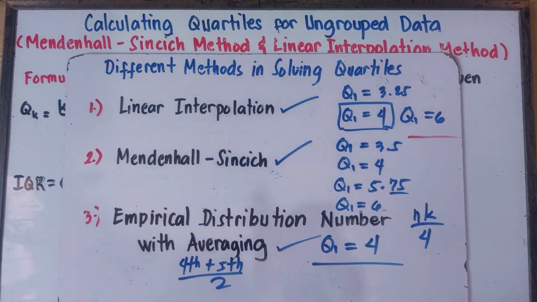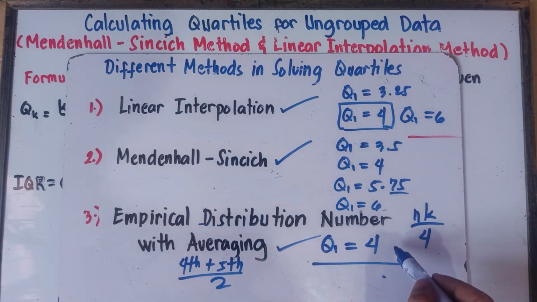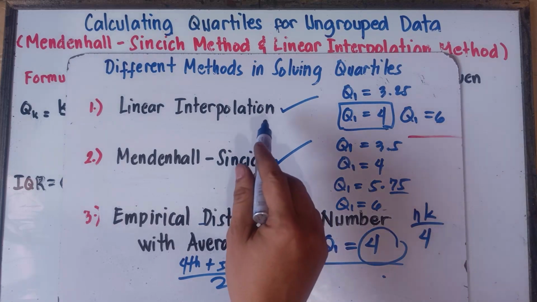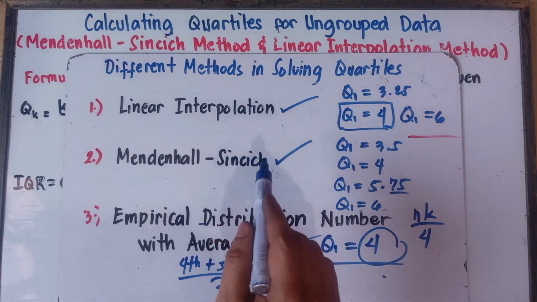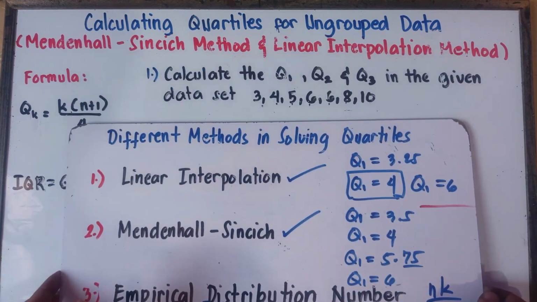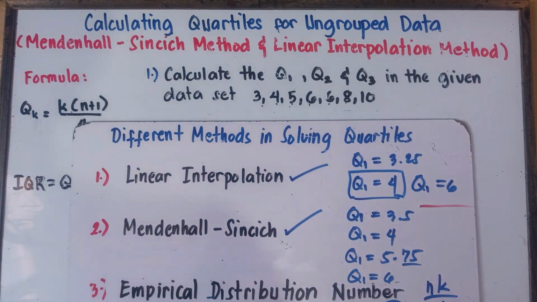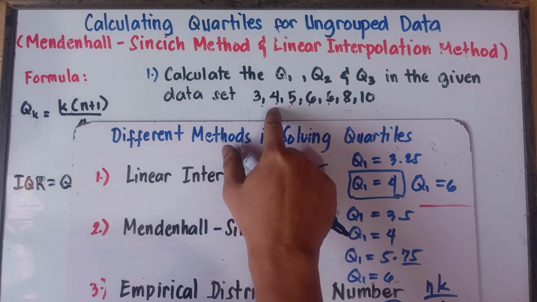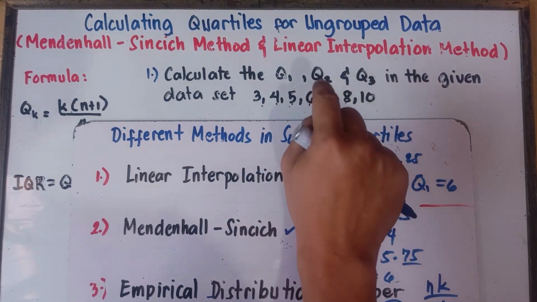You will be asking questions, sir, why do we need to get the average if the answer is a whole number? Because in linear interpolation and Mendenhall-Sincich, if the answer is a whole number, simply look at the position. Example, the answer is 4. Simply look at the 4th position, and that will be the answer for quartile 1. 1, 2, 3, 4. Therefore, quartile 1 is 6.